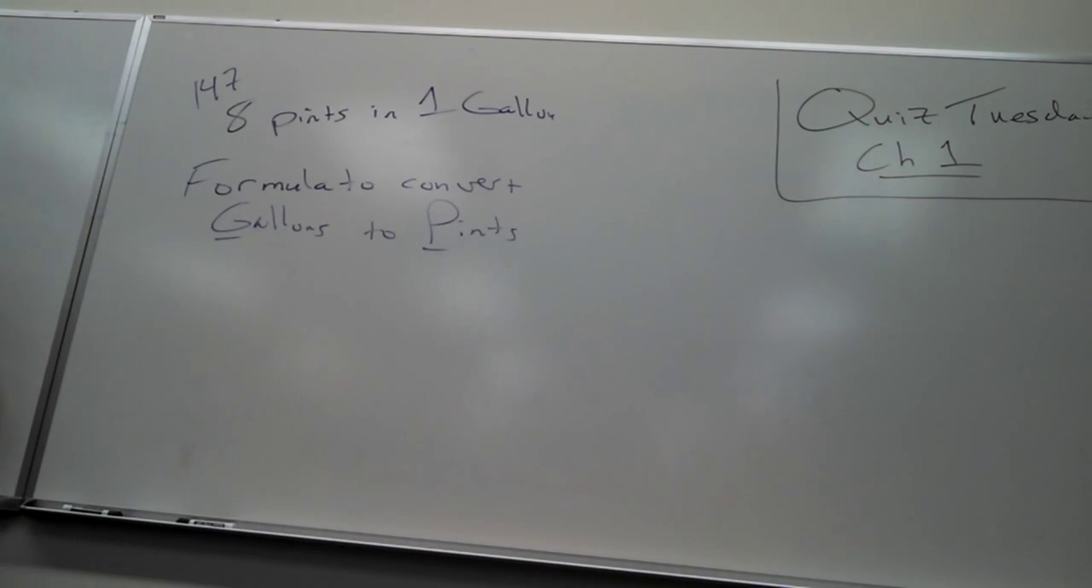So if they give me the variables in the question, I can use G for gallons and P for pints. Some of you might be like, what do they want from me? But all a formula is, for example, in English, how would you tell somebody how to convert from feet to inches? If I have 3 feet, how many inches is that?